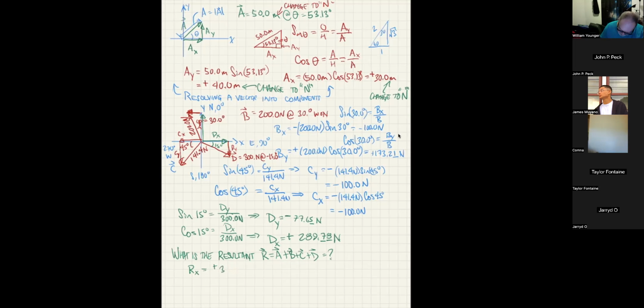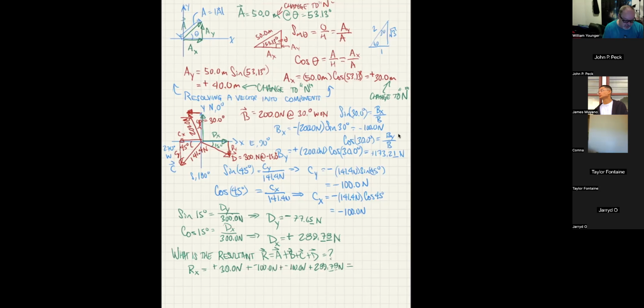It's positive 30.0 newtons. Now I look at B, I found B had an X component of negative 100.0 newtons. Now I look at C and I see C had an X component of negative 100.0 newtons. And then finally, I look at D and I see that D had a positive 289.78 newtons answer.